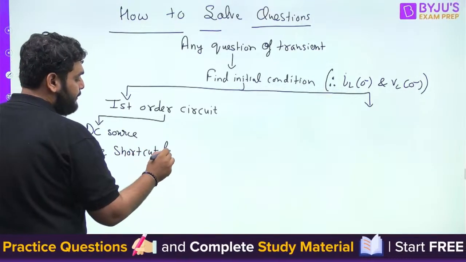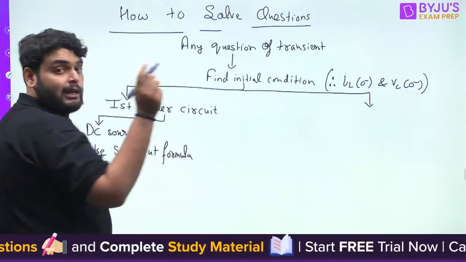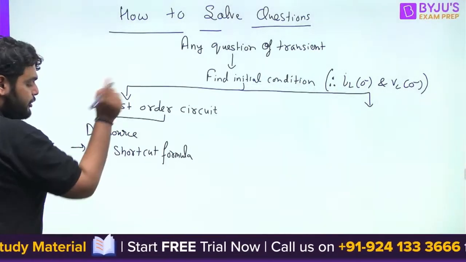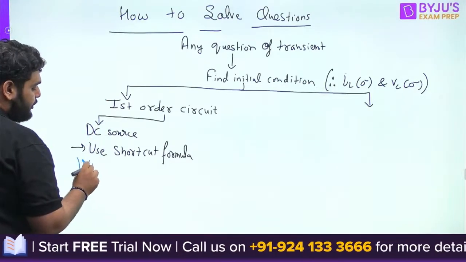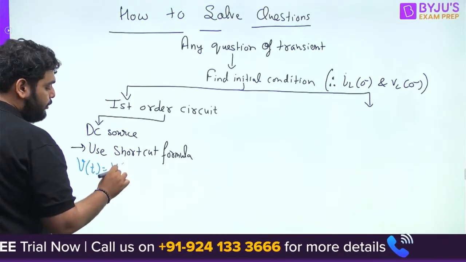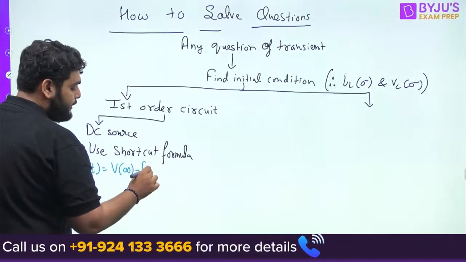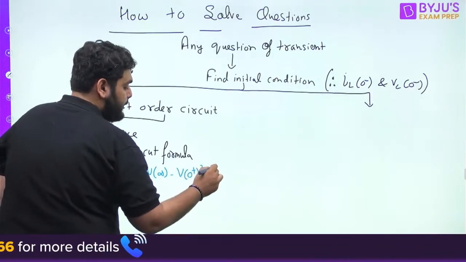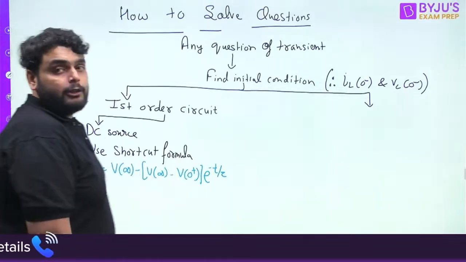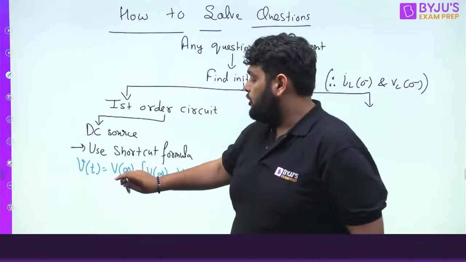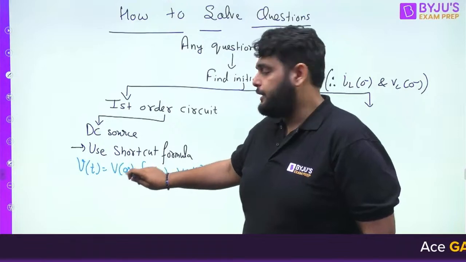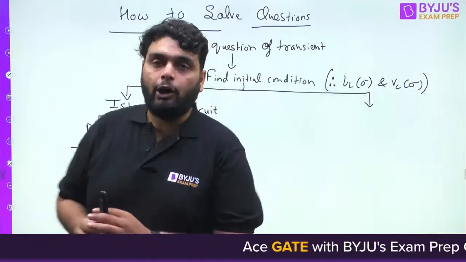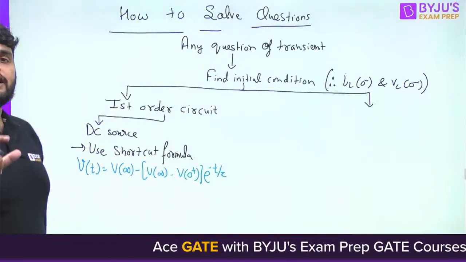I hope everybody knows about the shortcut formula. Yes or no? Tell me in the comment section if you know the shortcut formula. Let me write it down here. The shortcut formula gives the voltage across any element as V infinity plus (V0 plus minus V infinity) times e raised to power minus t by tau. In this formula, you have to find the voltage at infinite, the voltage at 0 plus, and the time constant tau.